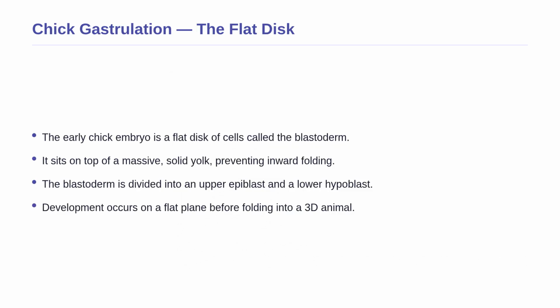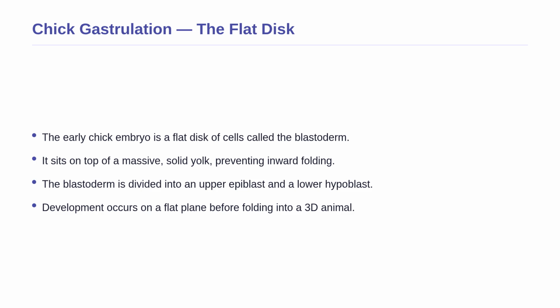We have seen how a hollow ball folds, but now let us imagine a completely different scenario. Think of baking a pizza. The early chick embryo is not a hollow ball. It is a flat disc of cells called the blastoderm, sitting on top of a massive, unyielding ball of yolk. Because this yolk is so huge and solid, the cells simply cannot push inward like they do in the frog. Instead, they must perform a different kind of dance.